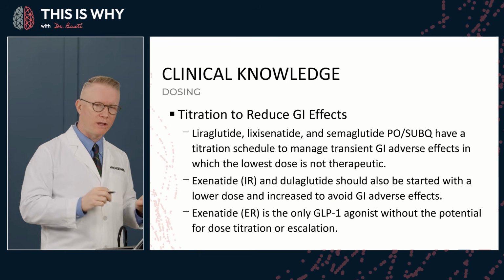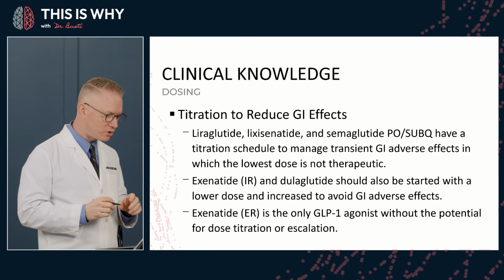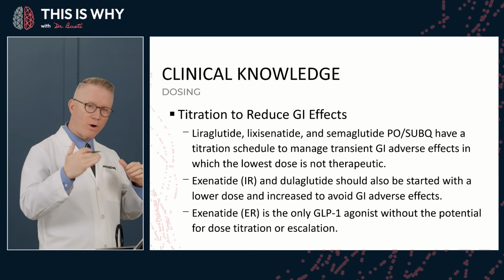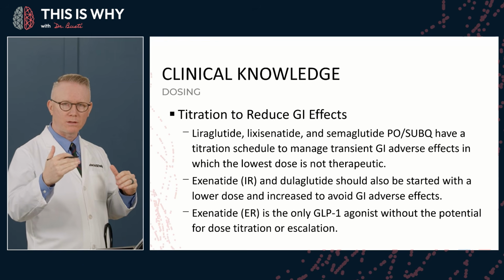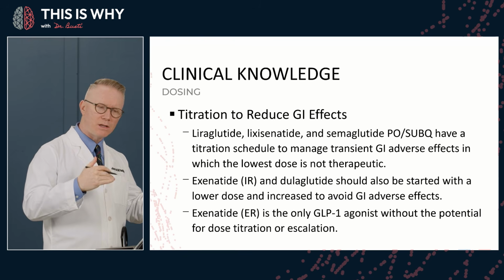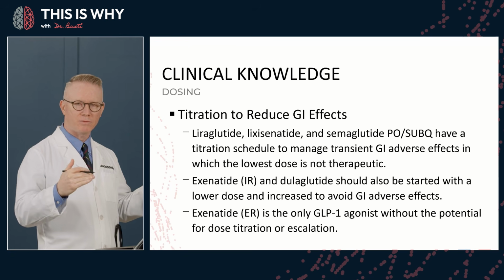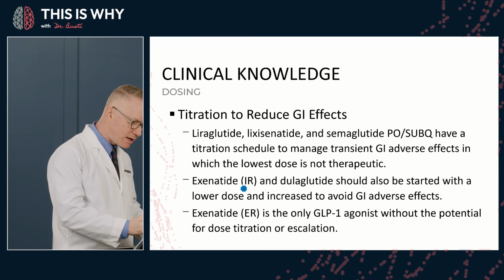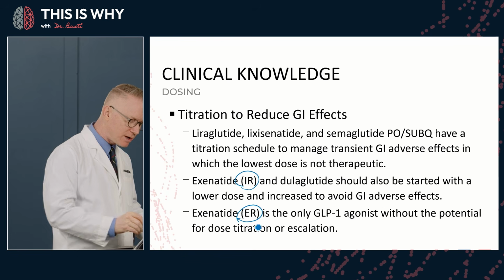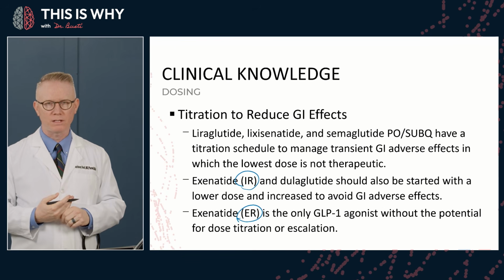So I mentioned earlier about the titration. This is one of those clinical pearls that is huge. And again, we have different formulations. We even have an oral option now of semaglutide. When you have these different formulations, the way we use them and the ability to titrate is influenced by that. For example, exenatide comes in immediate release, but also an extended release. But the extended release doesn't give us much option for titration.